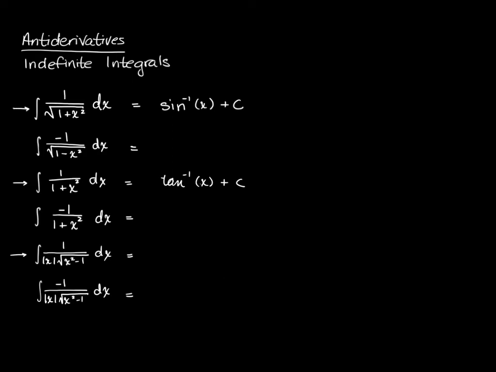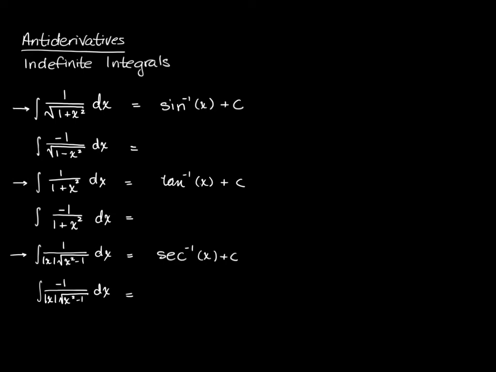And the integral of 1 over absolute x root of x squared minus 1 is secant inverse. Unless you use these formulas a lot, the derivative of sine inverse is 1 over root of 1 plus x squared. It's hard to believe you might have them memorized. In my opinion, it's not terribly important that you do.